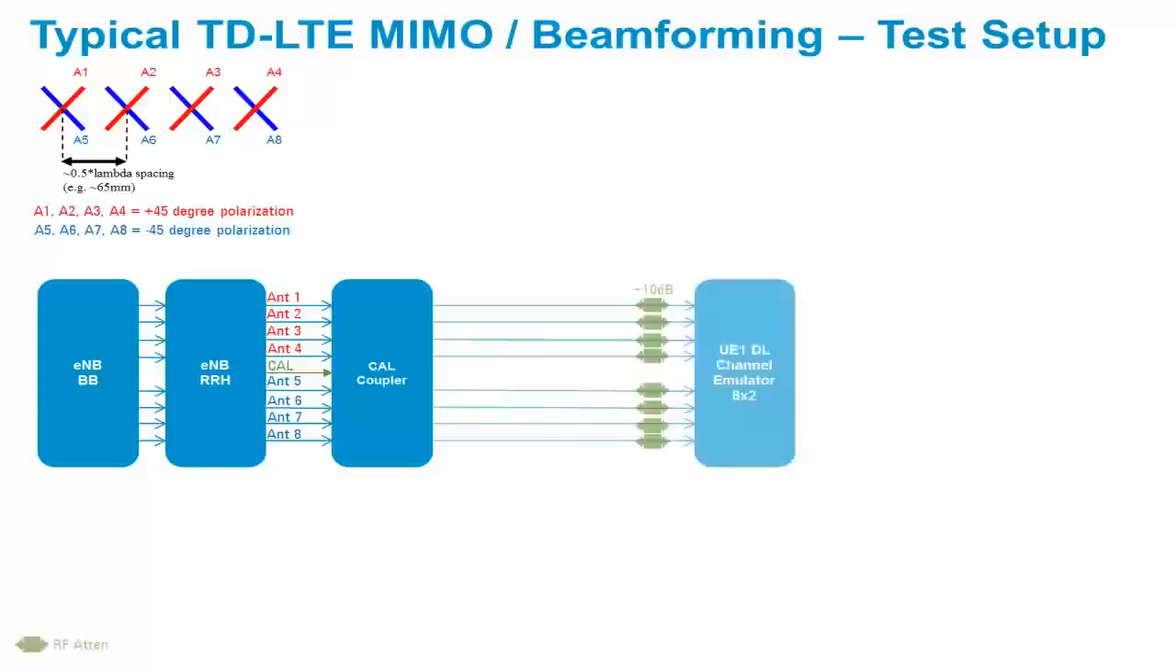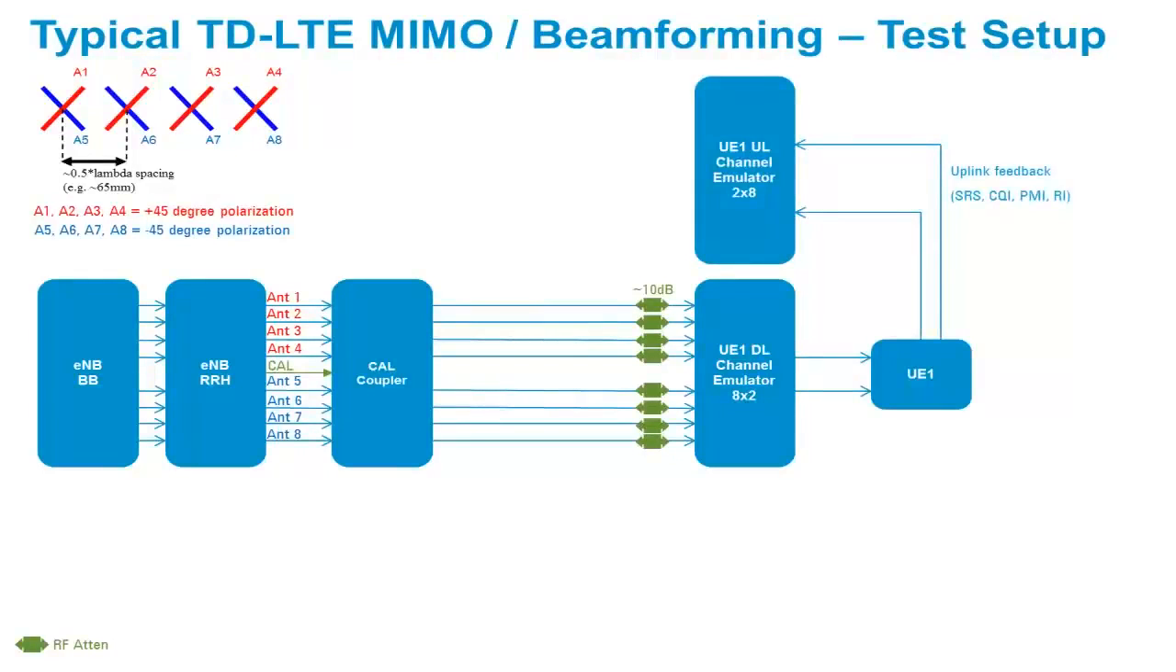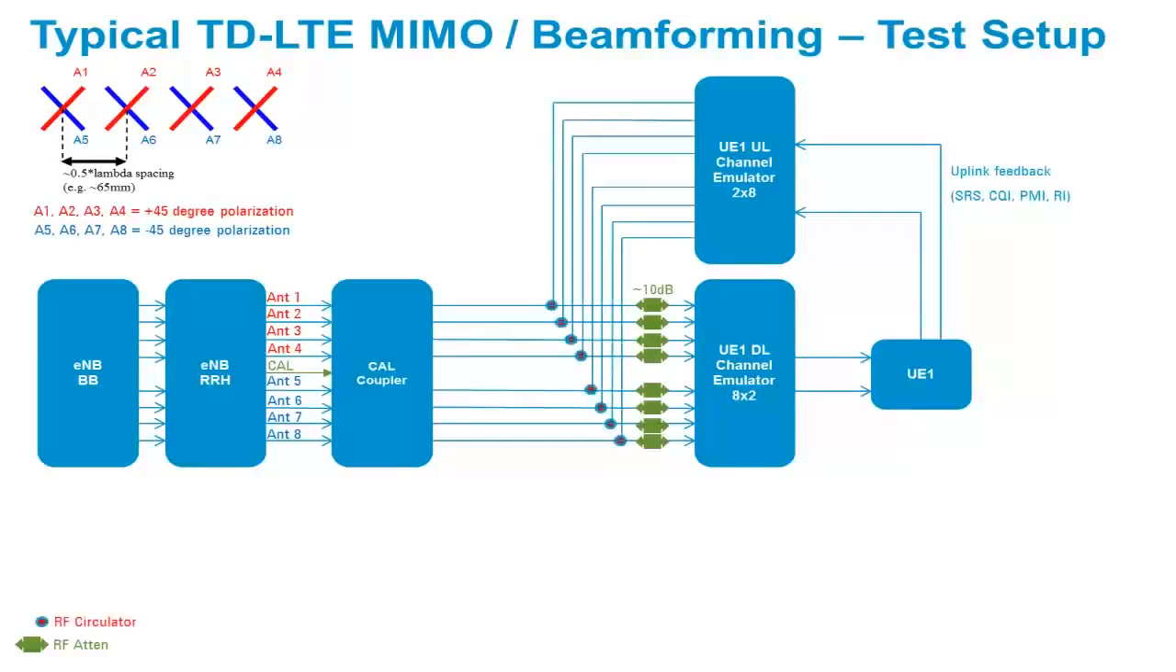The calibration coupler output is typically fed into an RF downlink channel emulator, shown here in an 8x2 configuration to emulate the downlink channel characteristics. The two channel emulator RF outputs are received by the user equipment test device. In our example, the user equipment test device transmits the uplink signal on 2 output ports, which can be connected to an RF uplink channel emulator in a 2x8 configuration to emulate the uplink channel feedback characteristics. Finally, to complete the feedback loop, the 8 RF outputs from the uplink channel emulator are coupled back into the base station's 8 receive antenna ports.